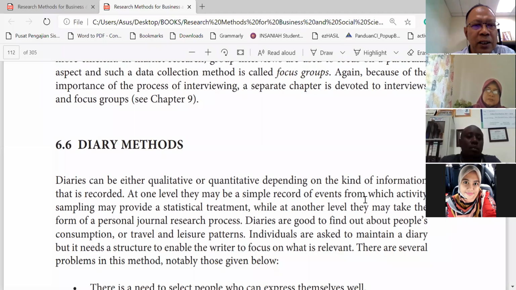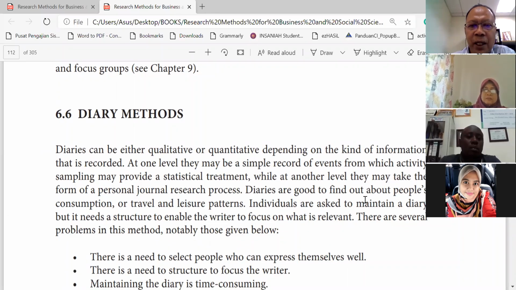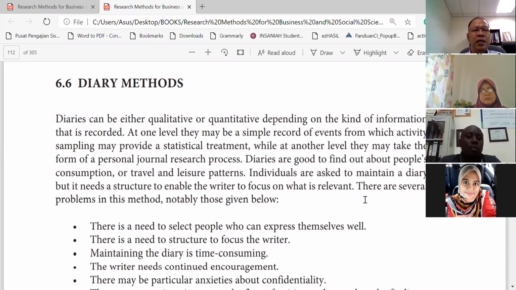Next method of primary data collection is diary methods. Diary methods, like the name suggests, is just a note. It's just like a diary or a note, and the diaries can be either qualitative or quantitative, depending on the researcher's intention. In the simplest form, it's just a simple record of events from which activity sampling may provide certain numbers. At another level, diaries may take the form of a personal journal of the research process. Not many people use this kind of method.